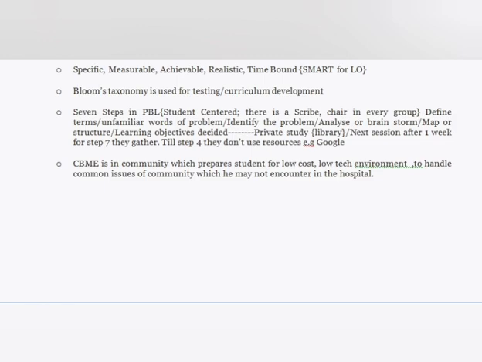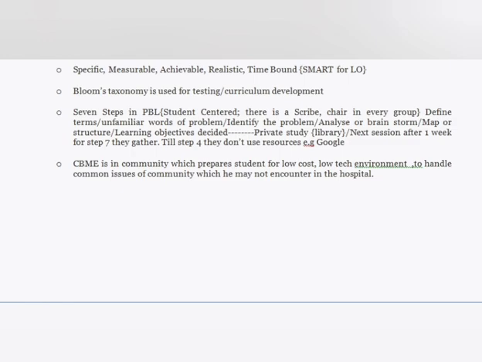There are 7 steps in PBL. PBL is student centered, that is, there is a scribe, there is a chair in every group. They first define the terms or unfamiliar words of the problem, identify the problem, analyze or brainstorm, map or structure, the learning objectives are decided then, and then everyone goes to private study in the library or their home or some place else. Next session after 1 week for step 7 they gather themselves. Till step 4 they don't use any resources, for example Google.